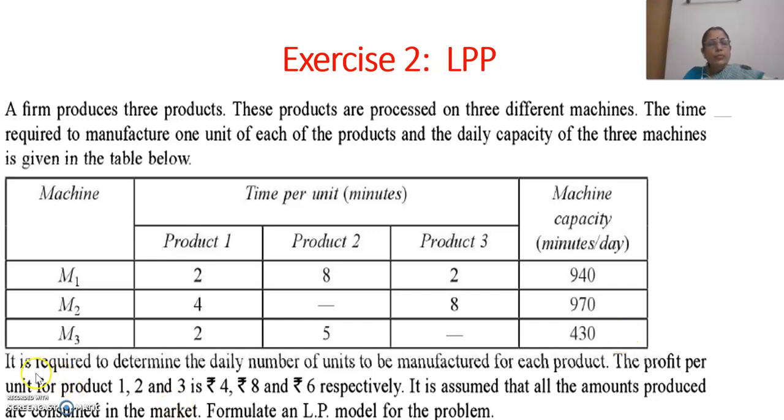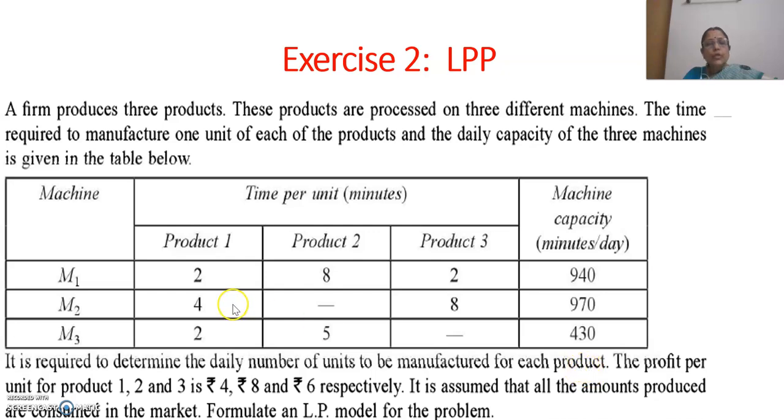Now we'll continue the problem. It is required to determine the daily number of units to be manufactured for each product. So this is the question, that is the requirement, which is giving the hint for the decision variables. It is required to determine the daily number of units to be manufactured for each product.